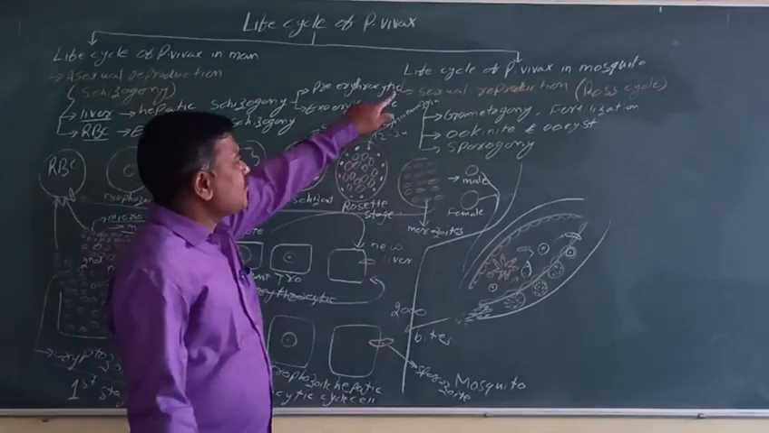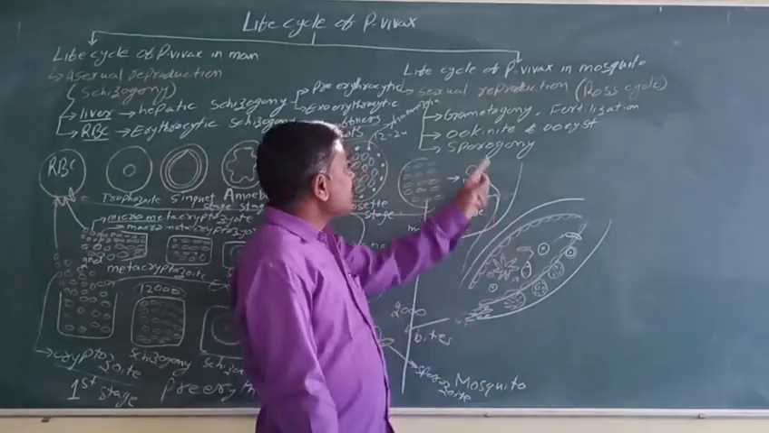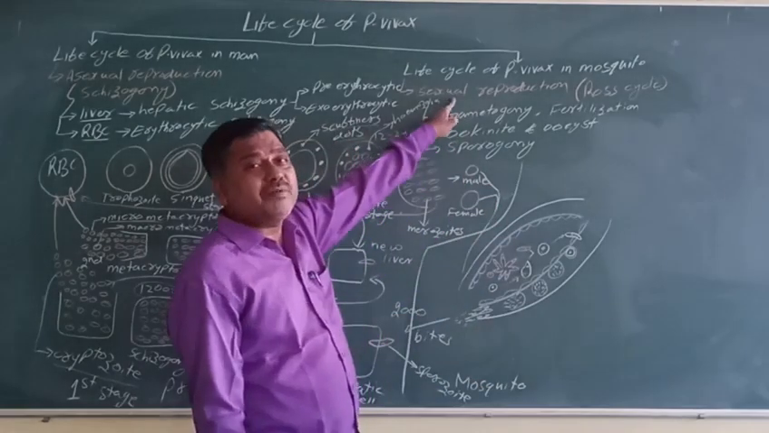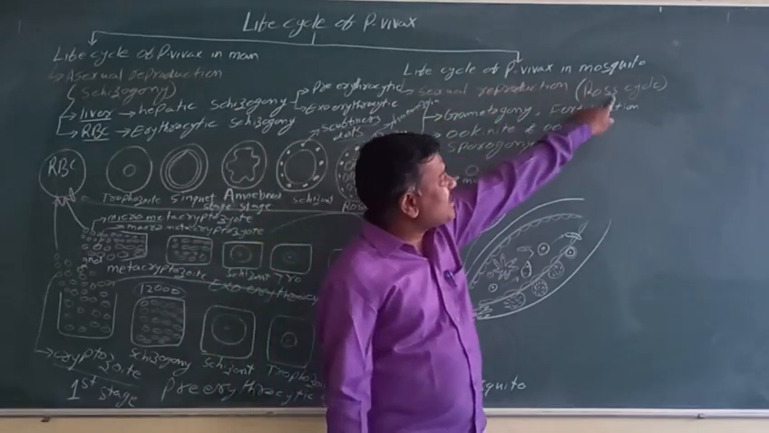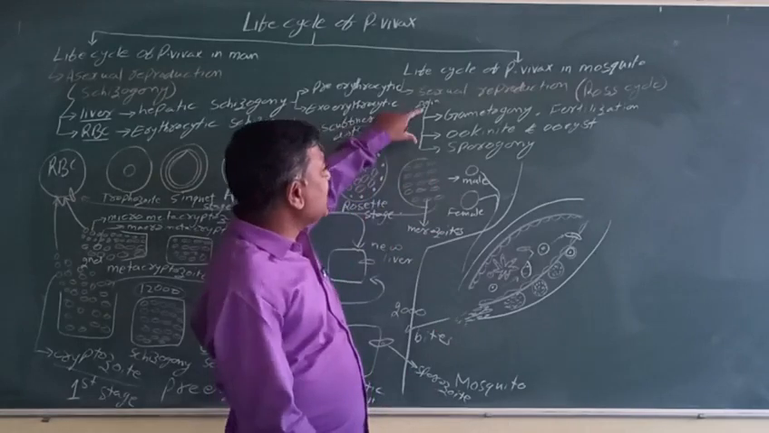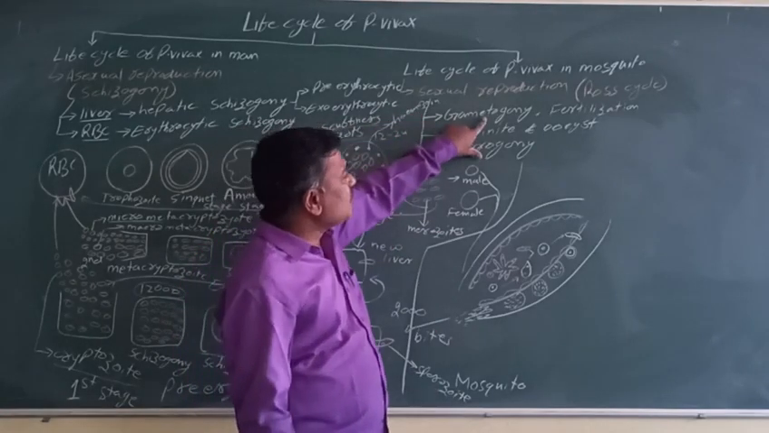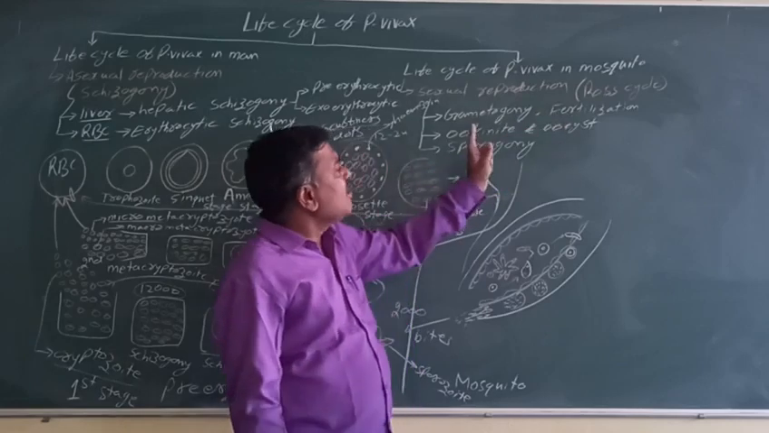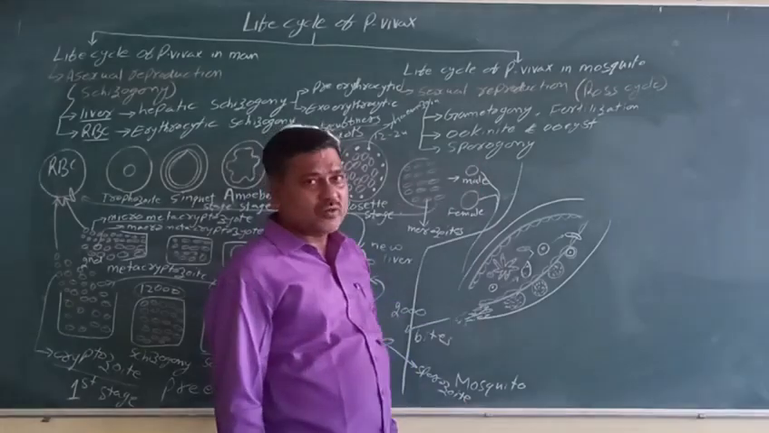Now come to the next point, that is, the life cycle of Plasmodium in the mosquito. In the mosquito, it is responsible for completing sexual reproduction, and this cycle is called the Ross cycle. Now we are dividing this Ross cycle into 4 stages: gametogony, fertilization, formation of oocyst, and sporogony.